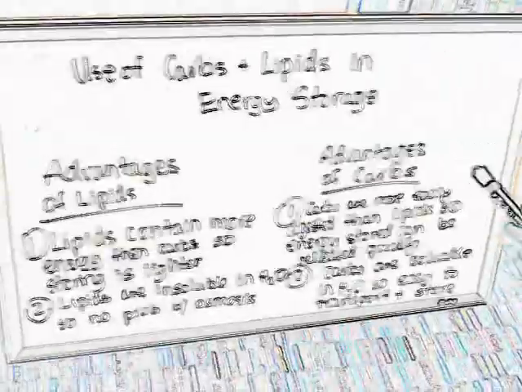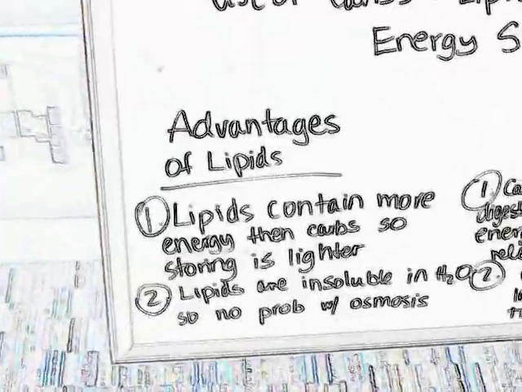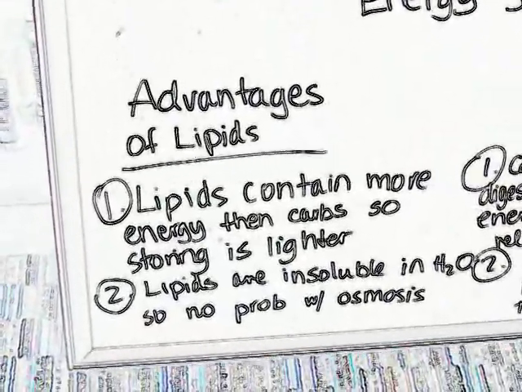So, the use of carbs and lipids in energy storage: the advantages of lipids are that lipids contain more energy than carbs, so storing them is lighter. Lipids are insoluble in H2O, so there are no problems with osmosis in cells.